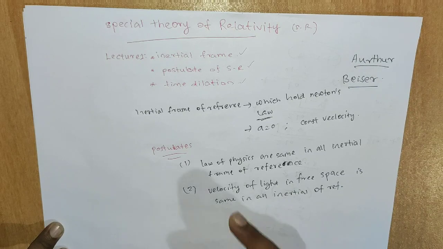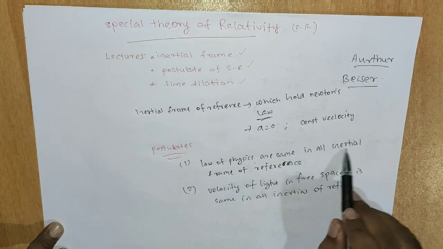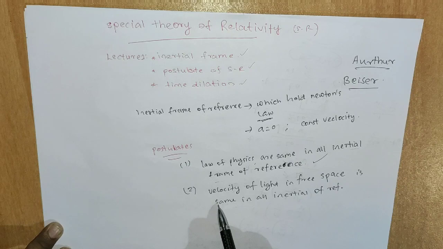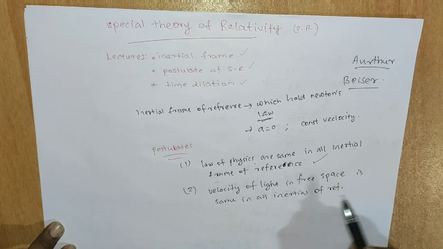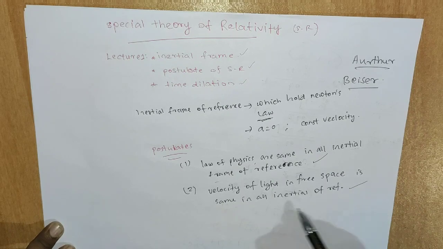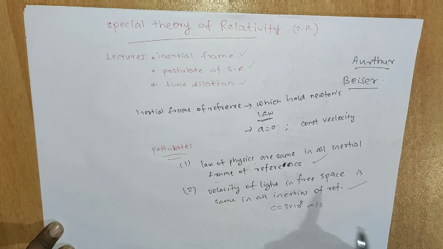Okay, there are two postulates. First one is laws of physics are the same in all inertial frames of reference, and second one is velocity of light in free space is the same in all inertial frames of reference. What is the velocity? C equal to 3 into 10 power 8 meter per second.